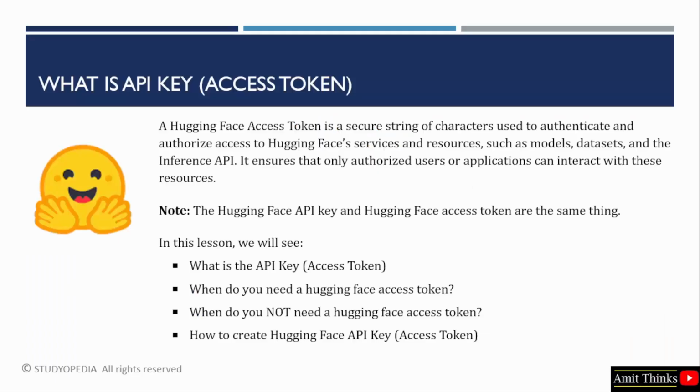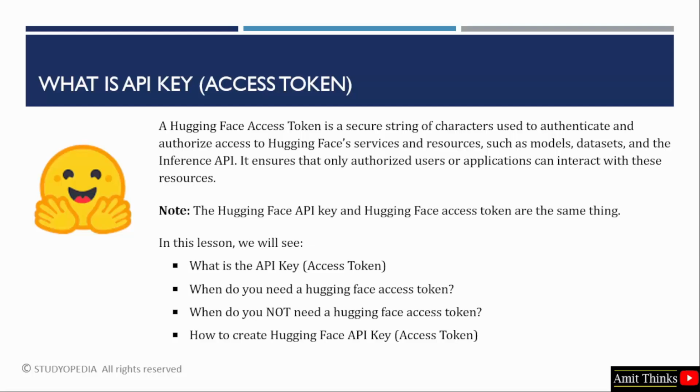Consider an access token as a secure string of characters. This is mainly used to access Hugging Face services and resources. The Hugging Face API key and Hugging Face access token are the same thing. So in this lesson, we will see what is an access token, that is an API key.